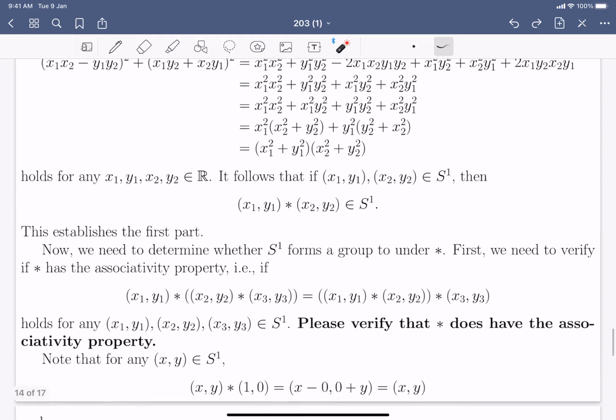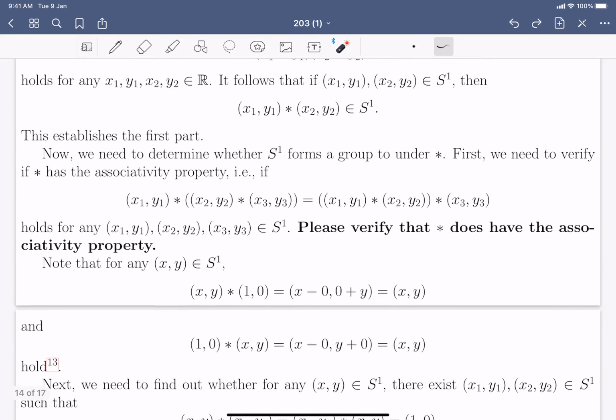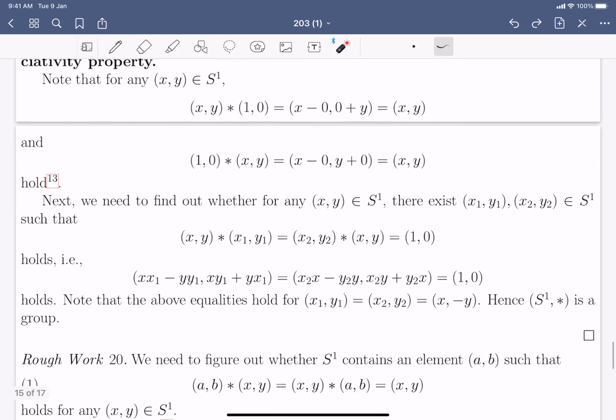The next property is the fourth condition, where you have to look for some element E such that (x, y) star E is the same as E star (x, y), and all of them should be the same as (x, y). It is not too difficult to observe that we do have one such element, namely (1, 0). If you look at (x, y) star (1, 0), you get (x, y), and similarly (1, 0) star (x, y) also gives you (x, y), and it happens for every (x, y) inside S1. So you are done.